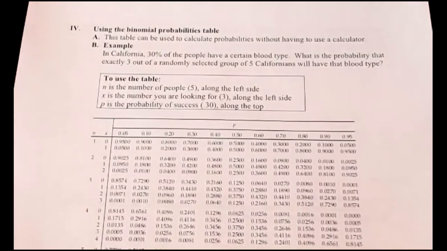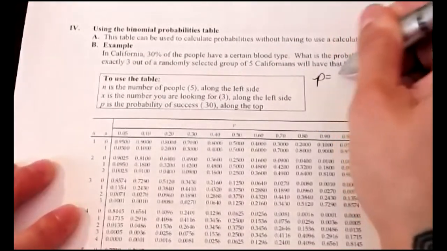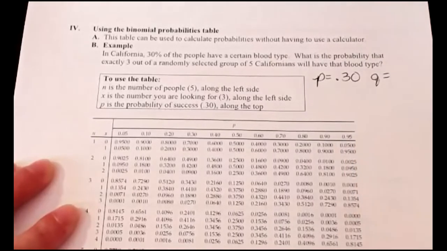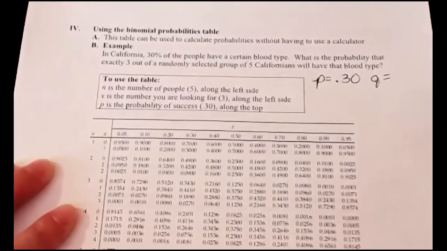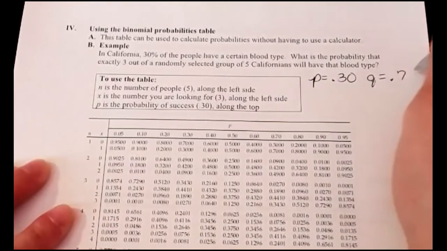In California, 30% of the people have a certain blood type. Consider that a success, having that specific blood type. So I'm going to write that P is equal to 0.30. What's Q? Anyone? Failure. And what's the value? 0.70. Very nice.